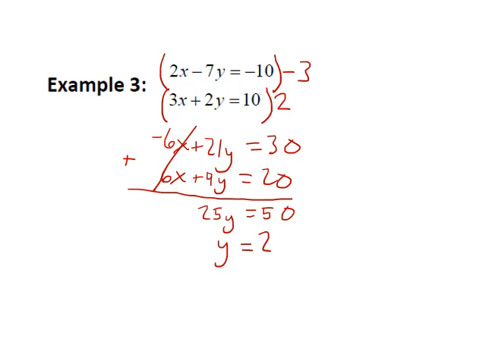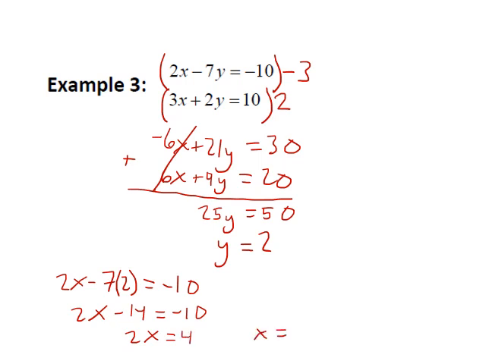Remember my last step to solve for x, take this new y and substitute back into an original equation. I'm going to choose the first equation. 2x minus 7y, where y is 2, equals -10. 2x minus 14 equals -10. When adding 14 over, I get 2x equals 4 and x equals 2. So the one solution to my system is 2, 2.